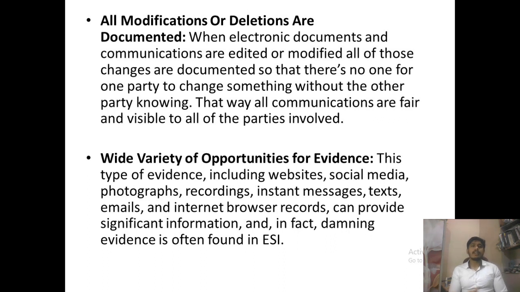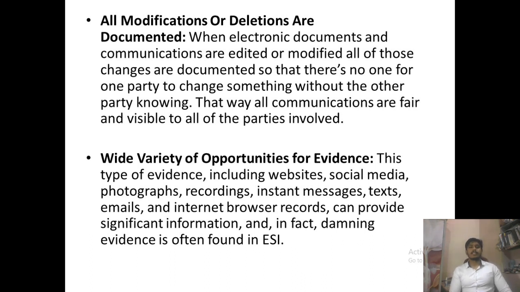All modifications or deletions are documented. When electronic documents and communications are edited or modified, all of those changes are documented so that it is not possible for one party to change something without the other party knowing. That way, all communications are fair and visible to all of the parties involved.